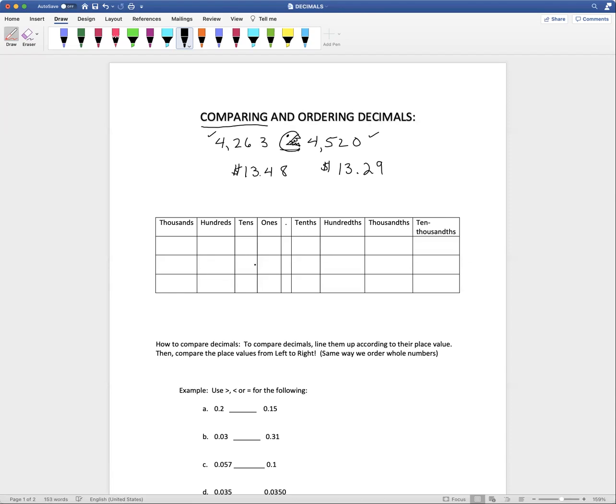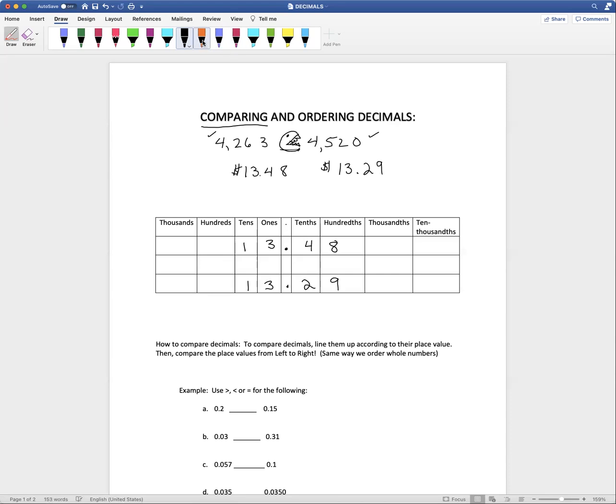We're going to do the same thing we did before. We're going to write down these decimal numbers in this place value chart and then compare them by place values. So $13.48 means I have 1 ten, 3 ones, there's my decimal, 4 tenths, and 8 hundredths. Okay, so this is how much money I have in my pocket. Sam has in his pocket, I'll write that down here, 1 ten, 3 ones, 2 tenths, and 9 hundredths.